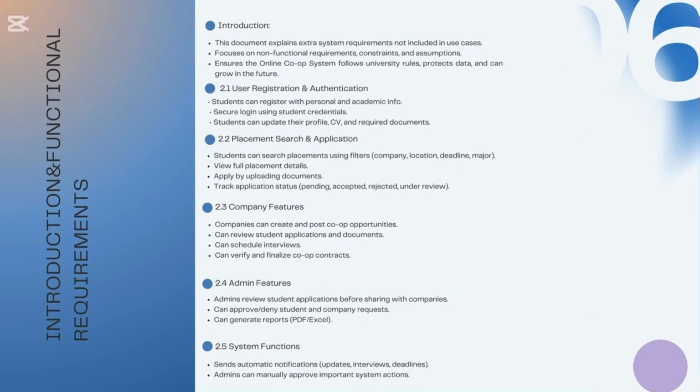Fourthly, we're going to talk about the admin features. Co-op administrators have the ability to view student applications before forwarding them, approve or deny requests, and generate reports in PDF or Excel formats. Lastly, for the functional requirements is the system functions. The system automatically sends notifications for important updates, while admins can manually authorize certain actions if needed.